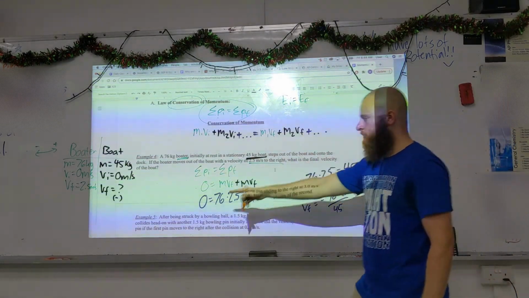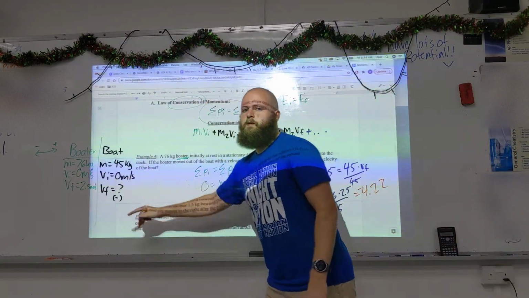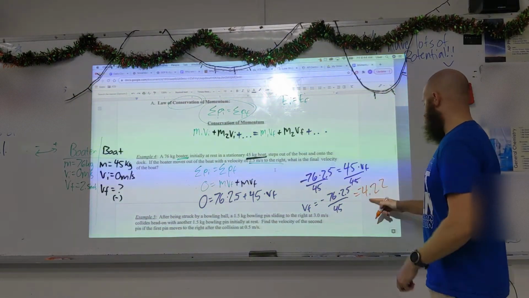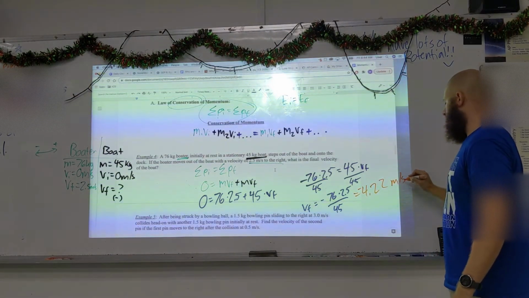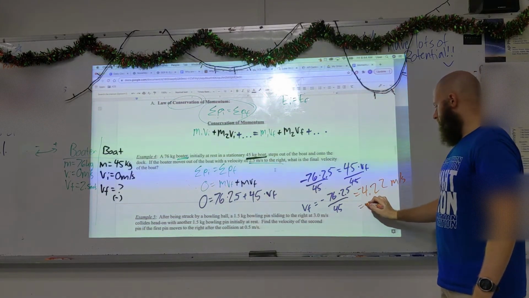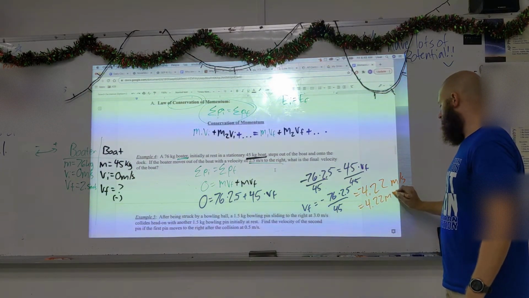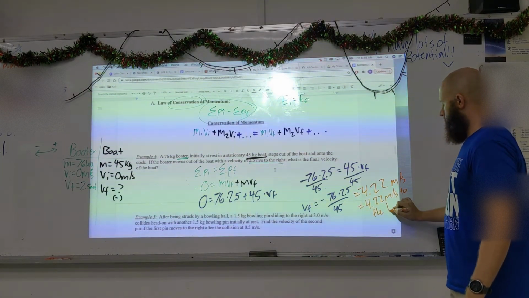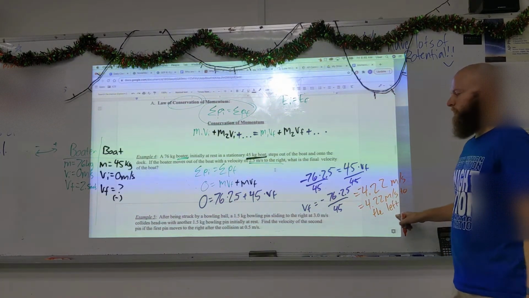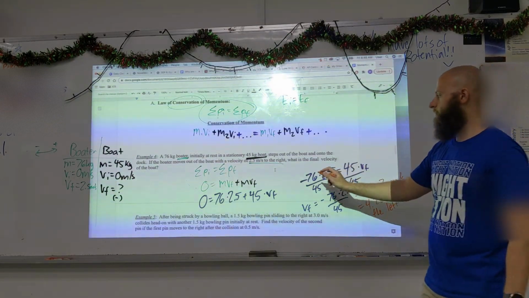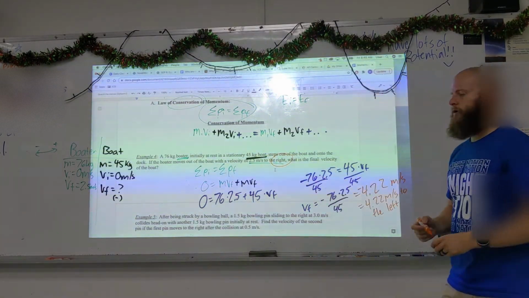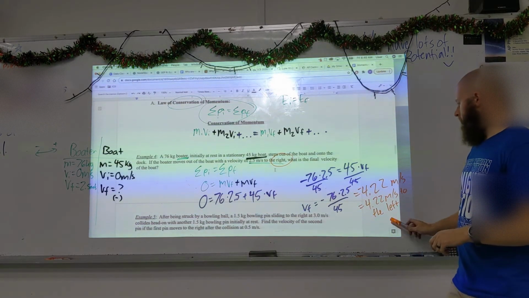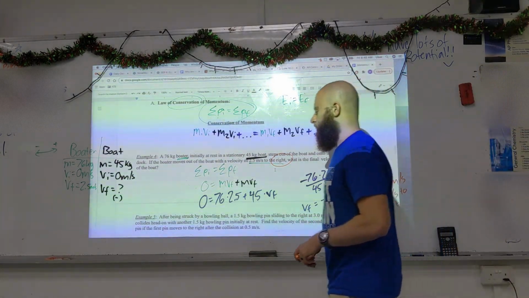Now, going back, negative makes sense, right? Because I need them to move in opposite directions. Okay? So you get negative, and then it's just meters per second. Alternatively, I can write it as 4.22 meters per second to the left. Right? Because I need to move in the opposite direction of the boater. Okay? Now let's look at a second question.